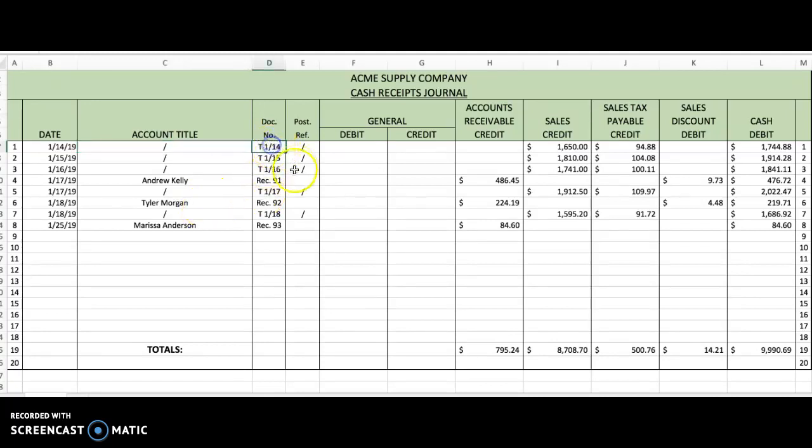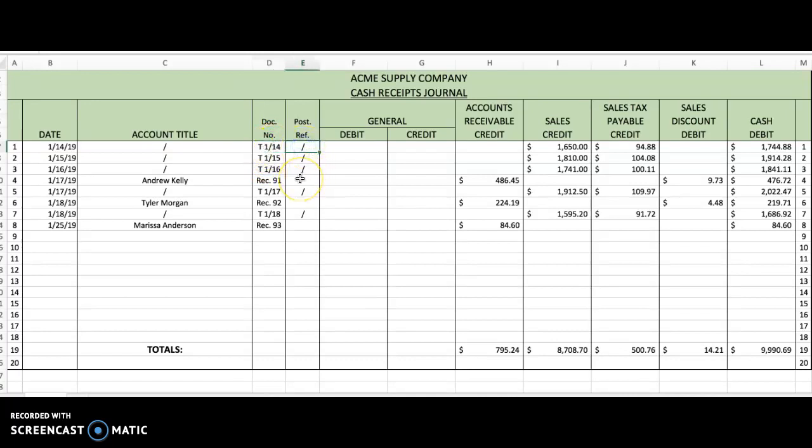The document number column. This is going to be an example of cash sales for the day. And the T means cash register tape. Cash registers now will keep track of all kinds of transactions during the day, whether it's an Acme Supply Company, a grocery store, or whatever it might be. And the cash register tape is dated 1/14. That's the date that this entry was put into the journal. And that T stands for cash register tape.